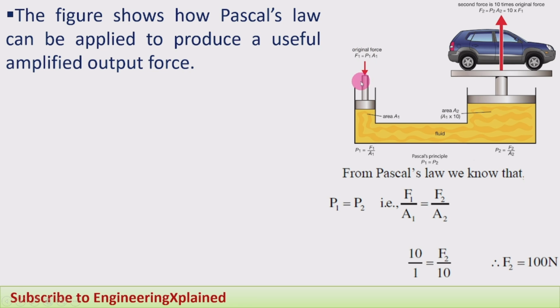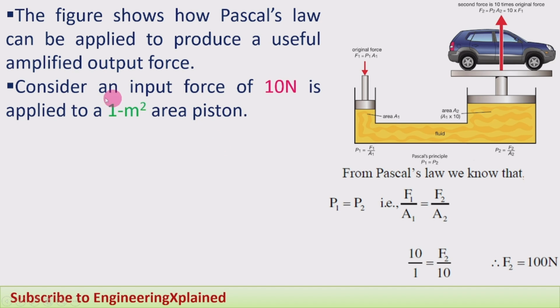By applying a small force, we get 10 times more force in the upward direction at the other place where the area is 10 times more. If you increase the area, according to Pascal's law we get 10 times the force, and that will lift the heavy loads. And how is that amplification obtained? The calculation we can take using this.